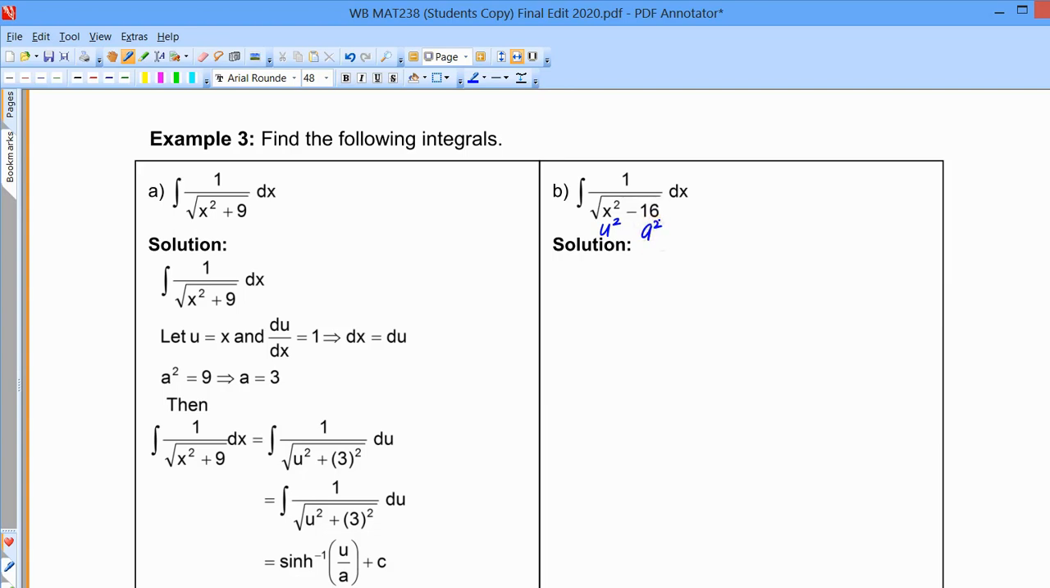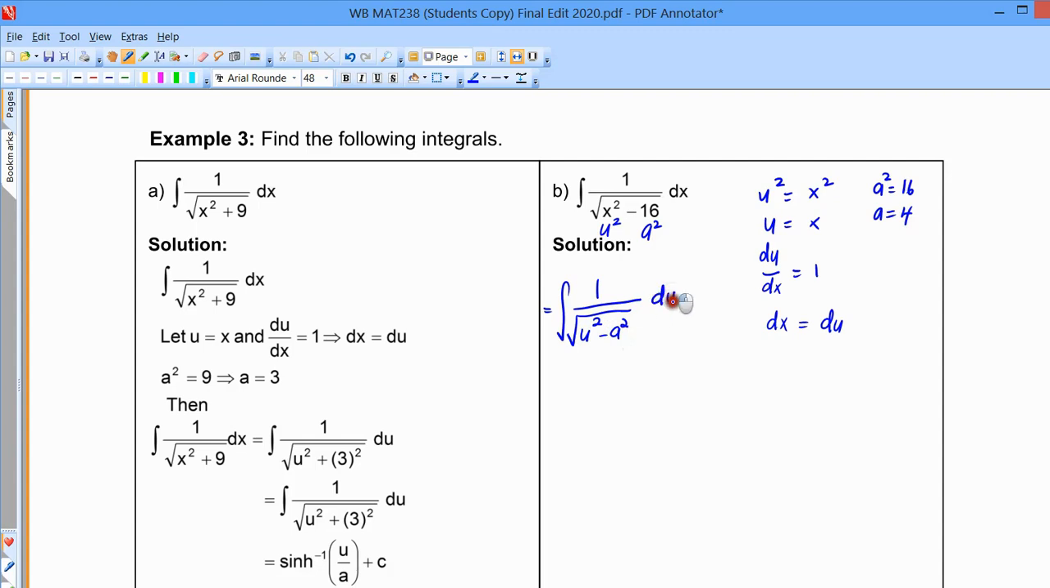So now u squared equals x squared, then u equals x. Then you differentiate u, you will get du over dx, and the derivative of x becomes 1, therefore dx will equal du. And for a squared equal to 16, then a will equal 4. So now substitute back into the equation, then it becomes 1 over square root of u squared minus a squared, and dx now becomes du.